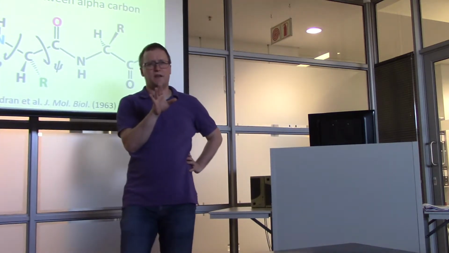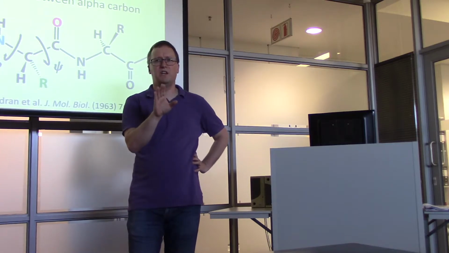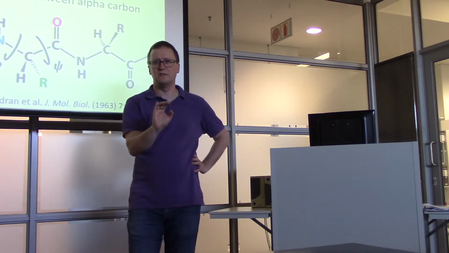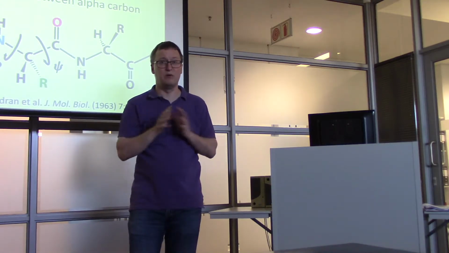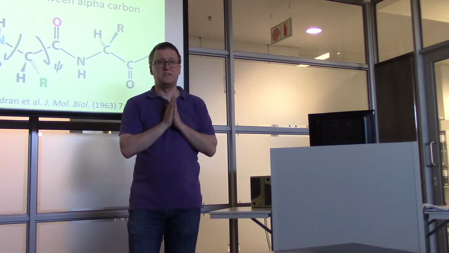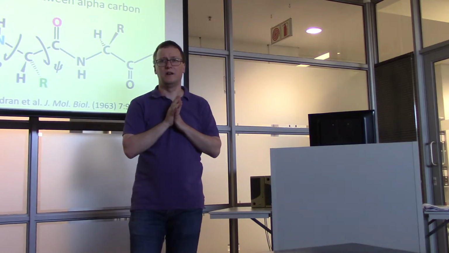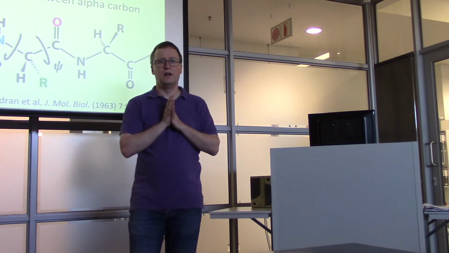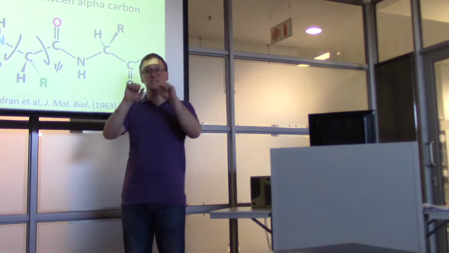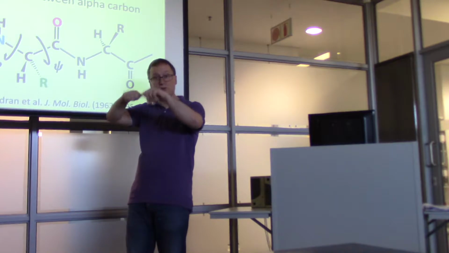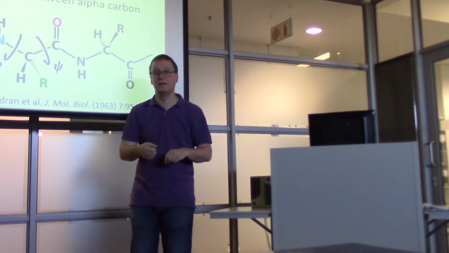I just want to say then, if you have a protein with 100 amino acids, how many rotatable bonds do you have on the backbone? 100 amino acids, how many rotatable bonds are there? What's that? Can you take a guess? 200, yeah, because each amino acid has a rotatable phi and a rotatable psi. Great.